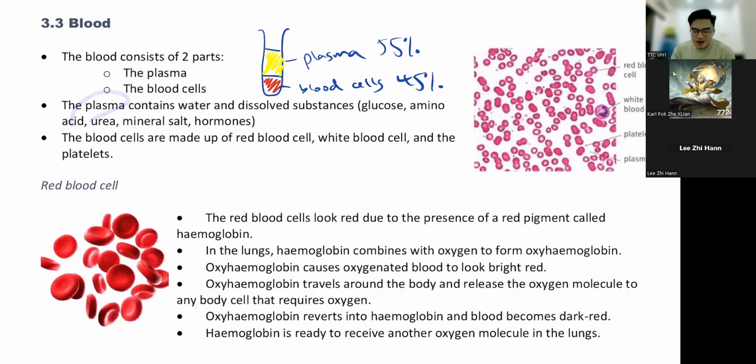And then your blood cells. You have 3 types of blood cells here. You have your red blood cell, as the name says, they are red, and you have your white blood cell, as the name says, they are white, and you have your platelets. Do you remember? I don't know whether you learned this. What's the function of red blood cell? And what is the function of white blood cell?